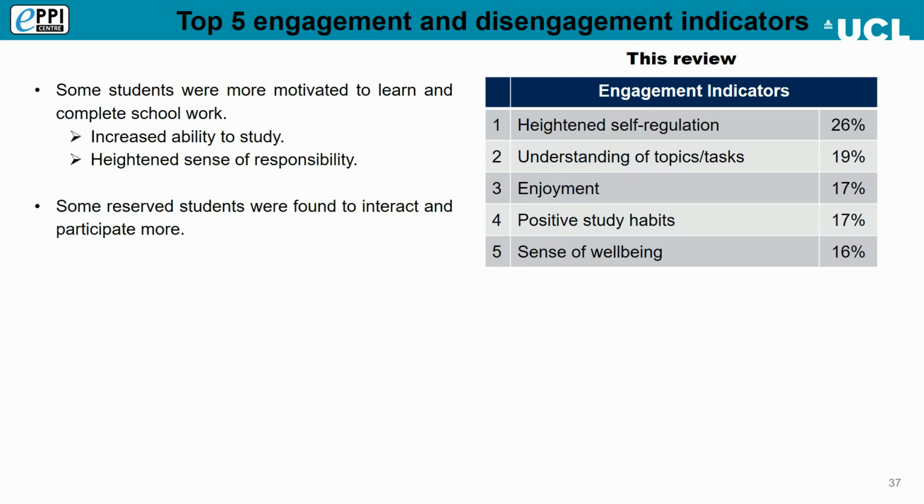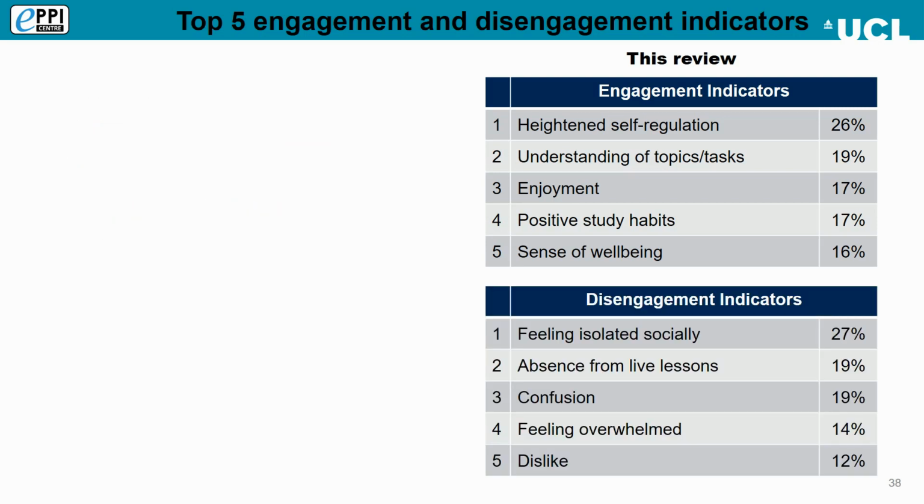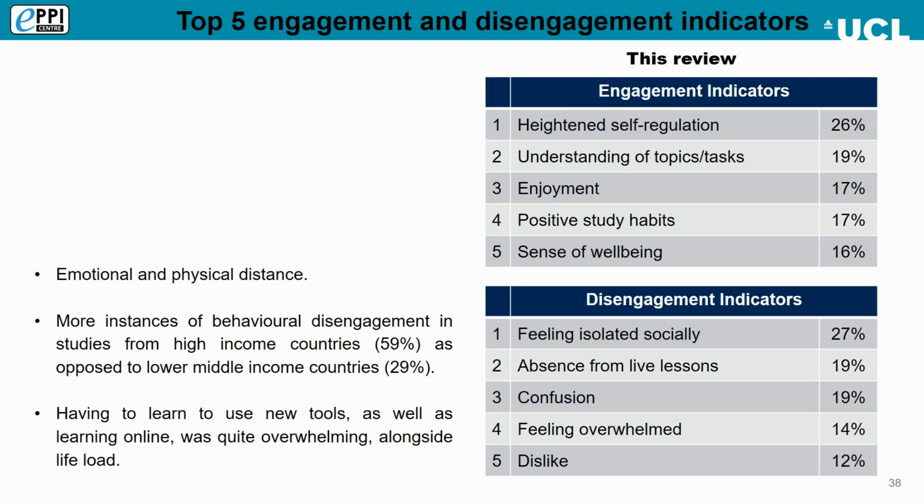In terms of disengagement, though, perhaps unsurprisingly, of course, given the isolation involved with lockdown situations, feeling socially isolated was the top disengagement indicator, and it was really quite high at 27%, followed by teachers reporting students being absent from live lessons, students being confused over the task instructions that they were given, feeling overwhelmed with the amount of work that they had to do, and a dislike of learning online. Teachers reported that they felt both an emotional and a physical distance from students.